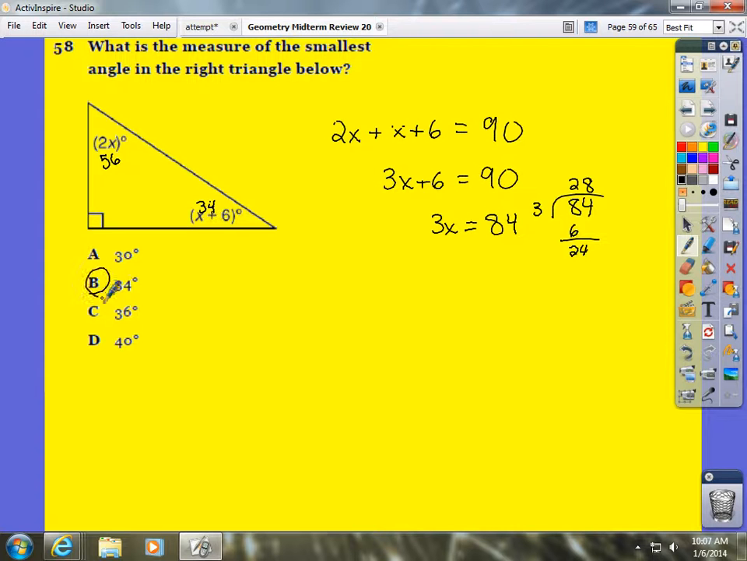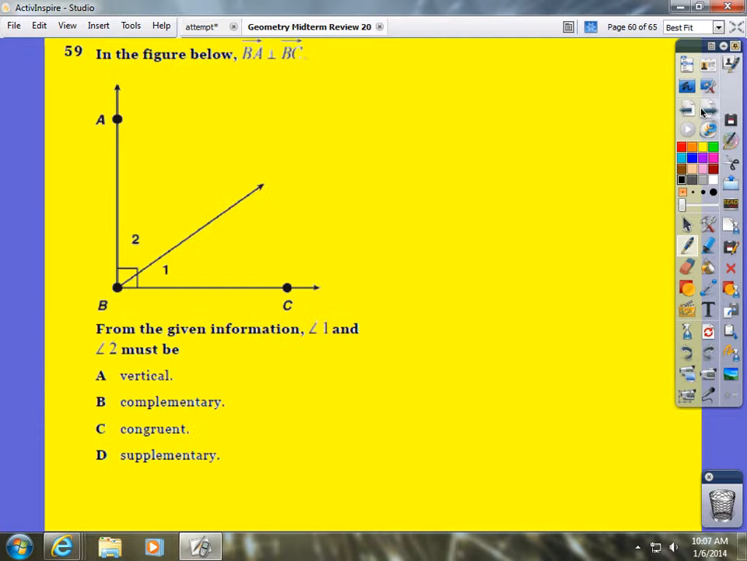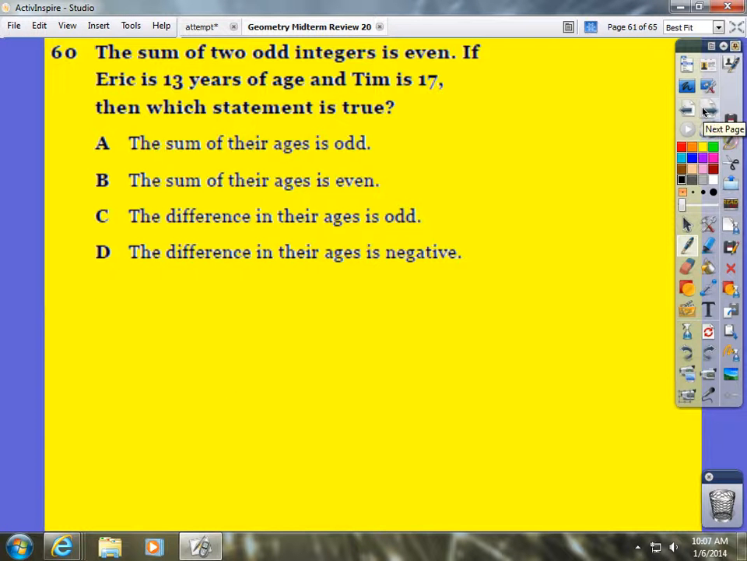In the figure below, those are perpendicular. Angle 1 and angle 2 must therefore be complementary, because complementary means they add up to 90 degrees. And we already know that it's 90 degrees. The sum of 2 odd integers is even. Okay, so if I add an odd and then I add another odd, I'm going to get an even. If Eric is 13 years of age and Tim is 17, then, okay, we've got 2 odd integers. Their sum has to be even. The sum of their ages is even. Okay, that's just using facts.